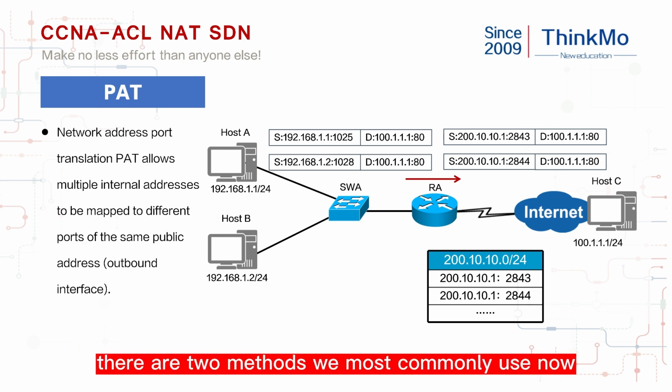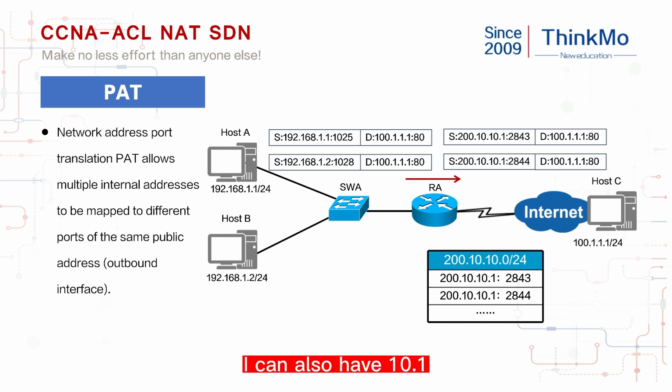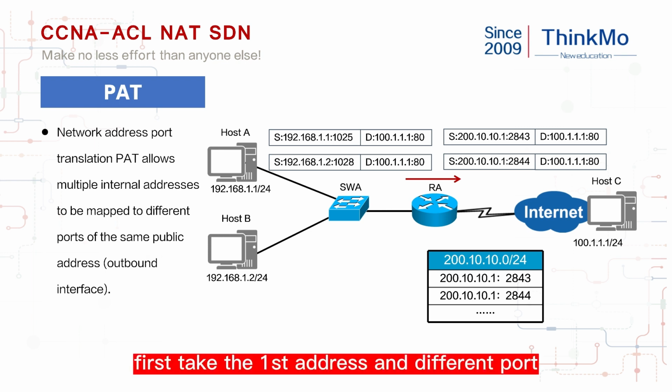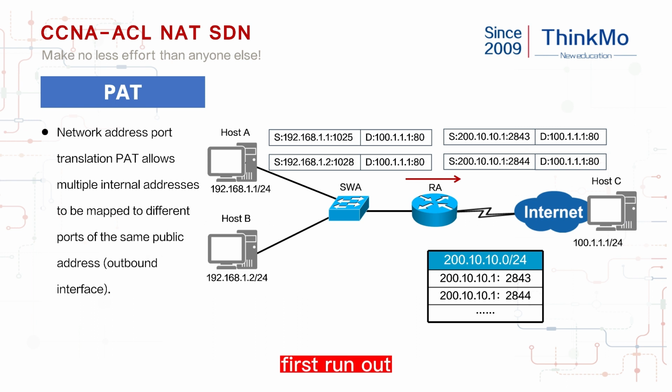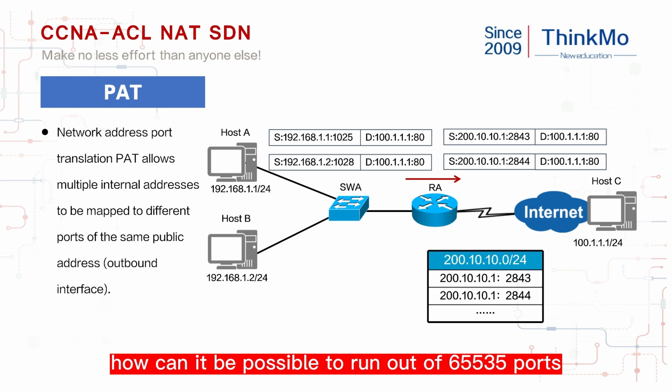There are two methods we most commonly use now. It can also define a public network address pool. For example, I can also have 10.1, 10.2, 10.3, etc. This is also possible. In the address pool, for data sent by hosts, first take the first address with different ports. First run out, then take a second one. The second is exhausted, then get a third.